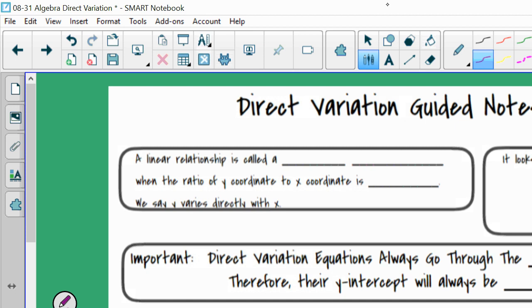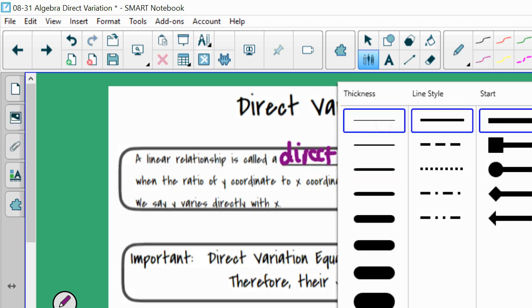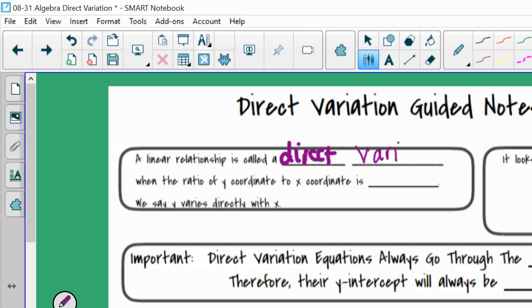This is not the 10 minutes for that. But Tuesday. Okay, a linear relationship is called a direct variation when the ratio of y-coordinate to x-coordinate is constant. Okay?